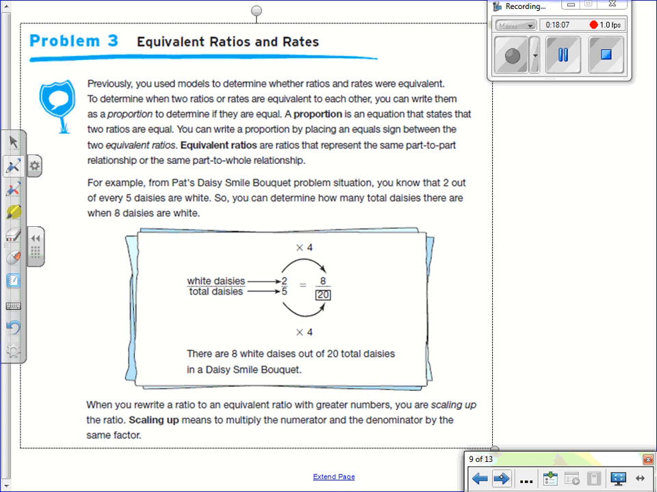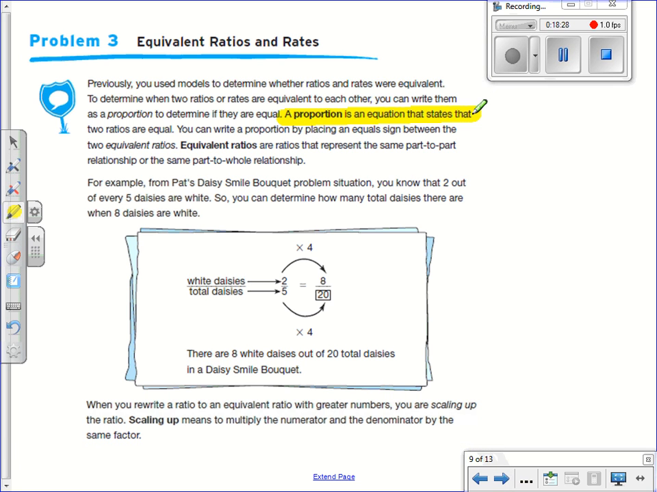All right, problem 3. We have equivalent ratios and rates. Previously, you used models to determine whether ratios and rates were equivalent. To determine when 2 ratios or rates are equivalent to each other, you can write them as a proportion to determine if they are equal. A proportion is an equation that states that 2 ratios are equal. You can write a proportion by placing an equal sign between the 2 equivalent ratios. Equivalent ratios are ratios that represent the same part-to-part relationship or the same part-to-whole relationship.